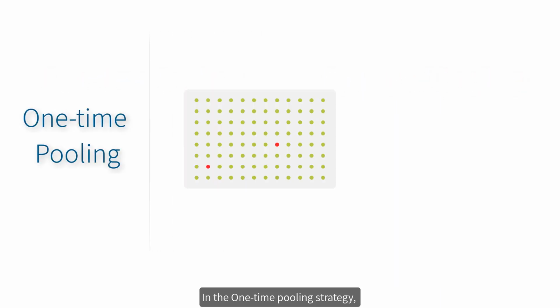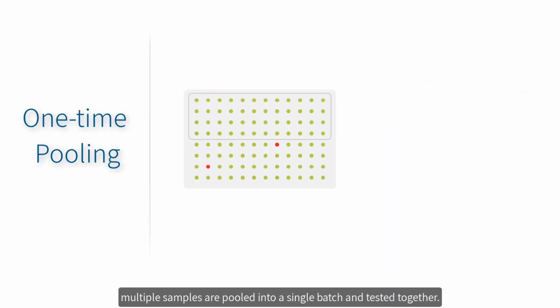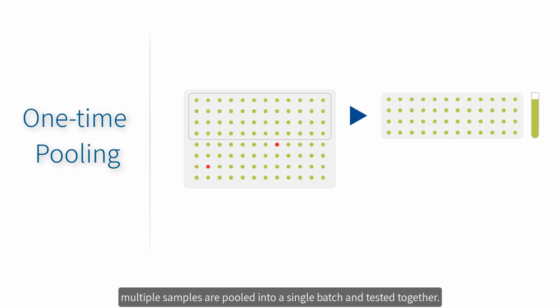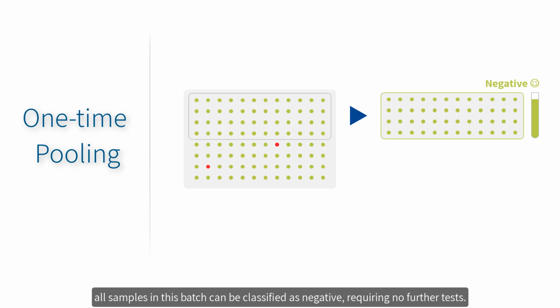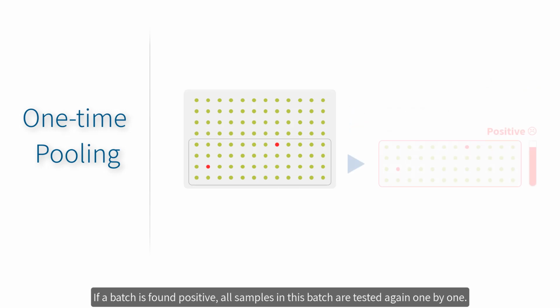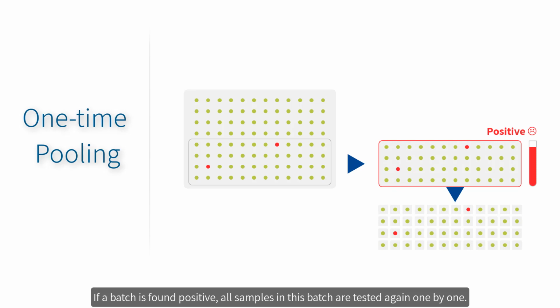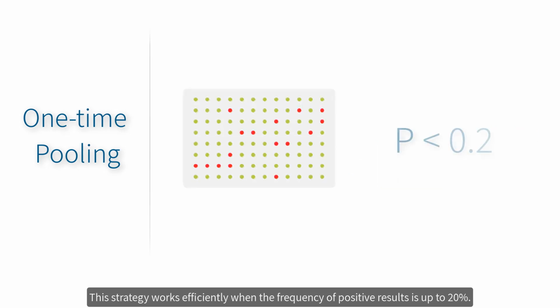In the one-time pooling strategy, multiple samples are pooled into a single batch and tested together. If a batch is found negative, all samples in this batch can be classified as negative, requiring no further tests. If a batch is found positive, all samples in this batch are tested again one by one. This strategy works efficiently when the frequency of positive results is up to 20%.